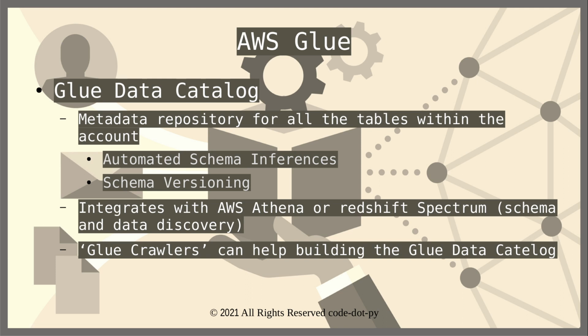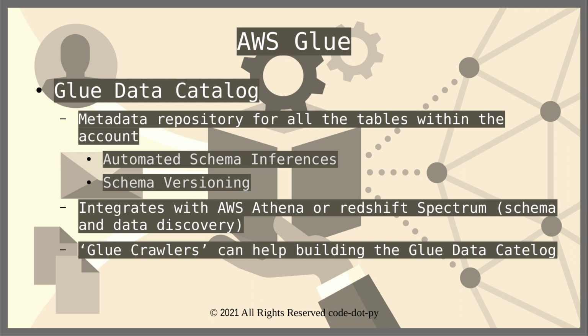So the next service that we are going to discuss is AWS Glue. Essentially there are two key components to it: the AWS Glue Data Catalog and the Glue Crawlers. When we talk about the Glue Data Catalog, it's basically a metadata repository for all the tables within a particular account.